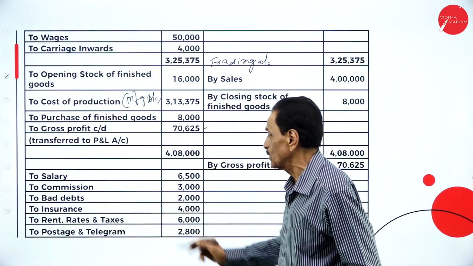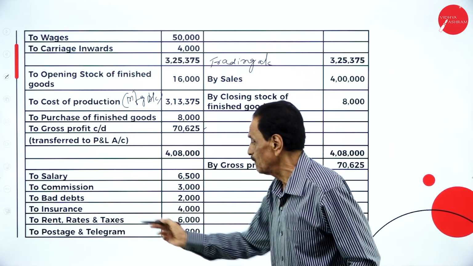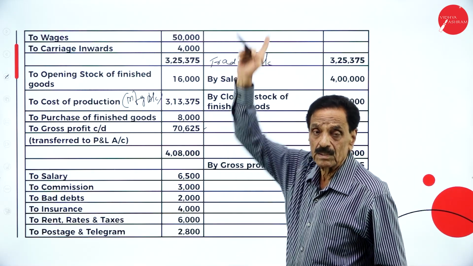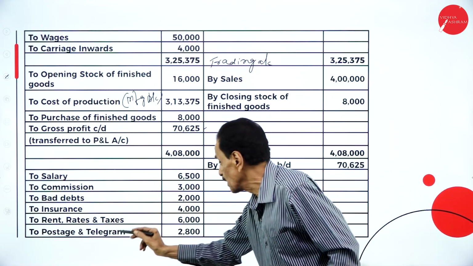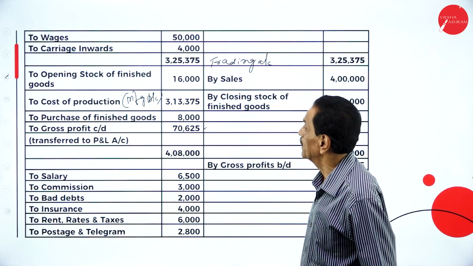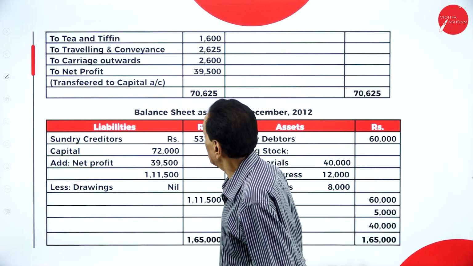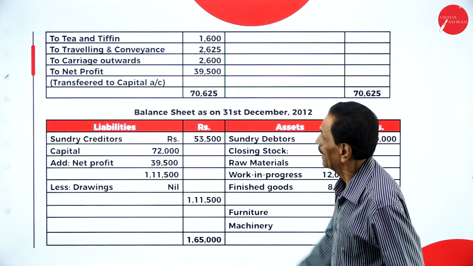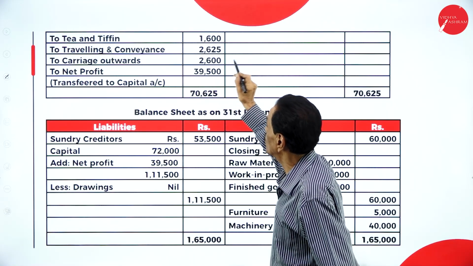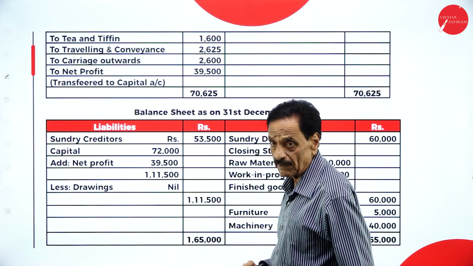Commission paid 3,000. Bad debt 2,000. Insurance 4,000. Rent out of 12,000, 6,000 goes to manufacturing. Another 6,000 comes here. Post and telegram is an expenditure. Tea and tiffin is an expenditure. Remaining balance, traveling and conveyance is 2,625. Carriage outward is 2,600. Net profit is 39,500.